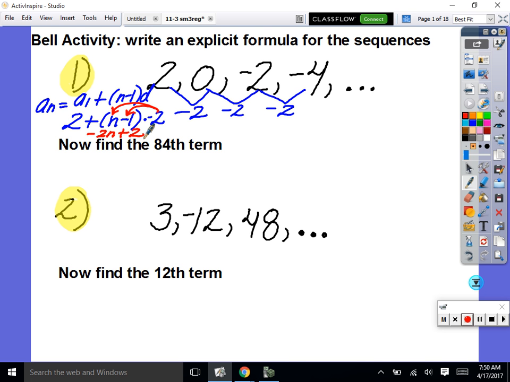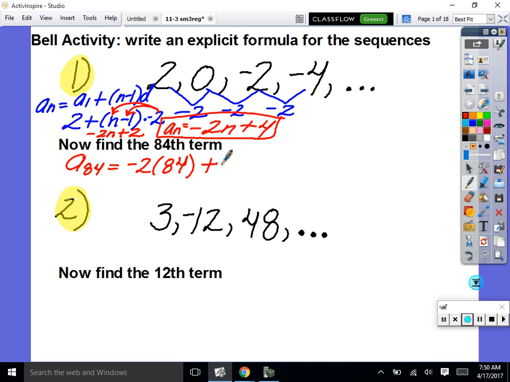So then our simplified formula should have been -2n plus 4. I don't know if I saw anybody with that, did I? Oh, okay, awesome. Okay, so a sub n is equal to -2n plus 4. That would be our explicit formula. Now find the 84th term. A sub 84 is equal to -2 times 84 plus 4.